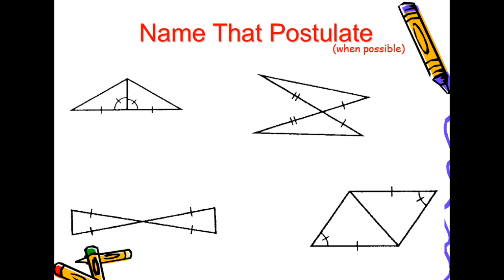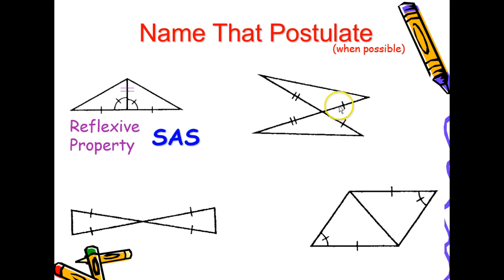Okay, let me do these four with you quickly. This first picture here, I only see two markings. Uh-oh, I only see two. But don't we know this one's congruent also because of reflexive? Yes, we do. So we mark that one as reflexive, and now we have an S, an A, and an S. So this one is side, angle, side.